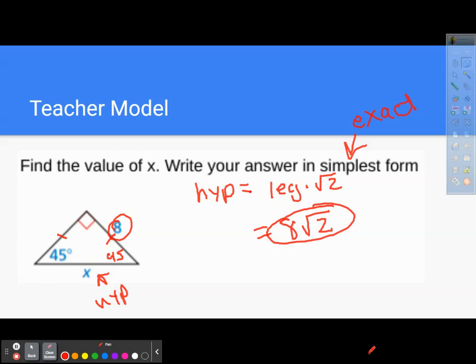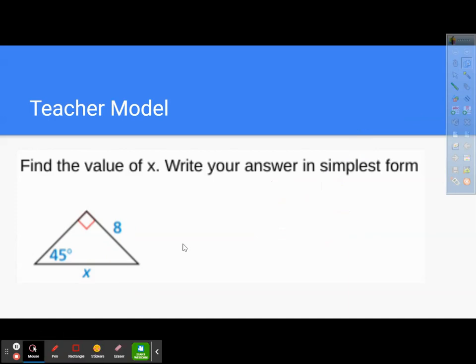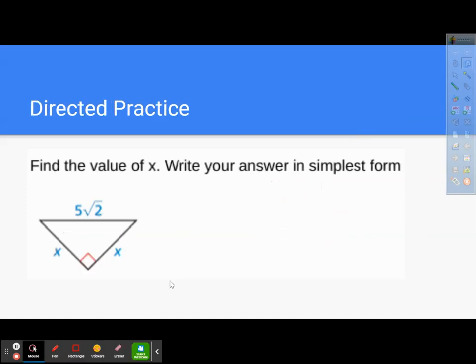All right, let's do the next one. Make sure you fill in the missing number. There's a missing side that I whited out. Make sure you fill that in first before we actually do it. It says find the value of x, right triangle, in simplest form. The missing side is 5 times the square root of 2.